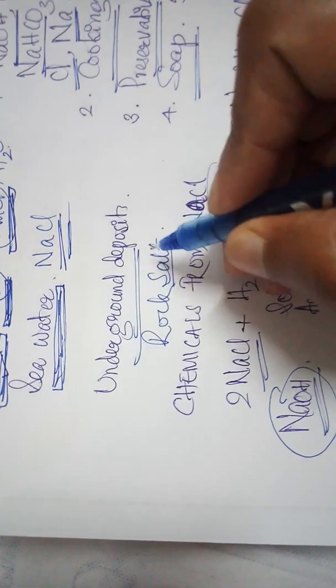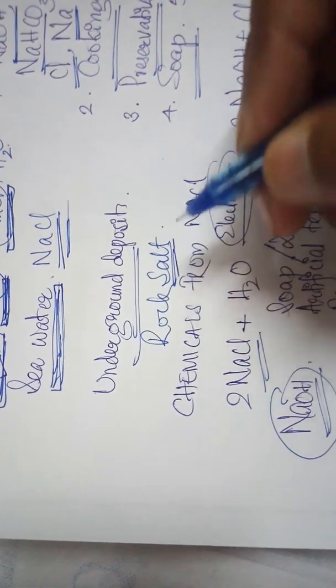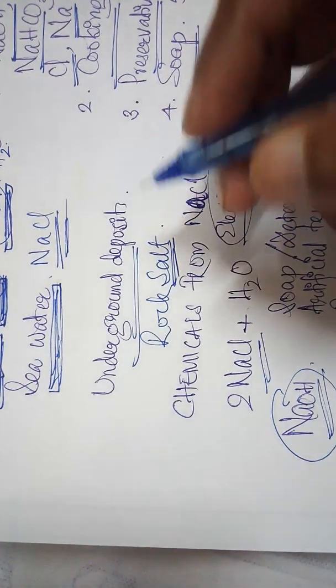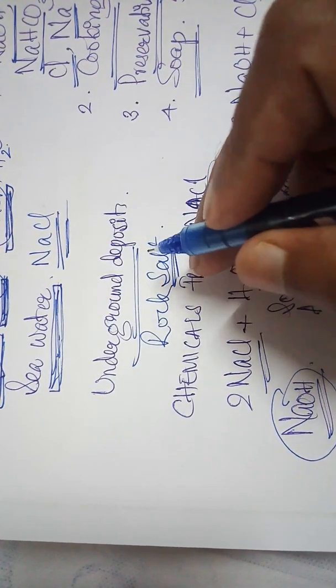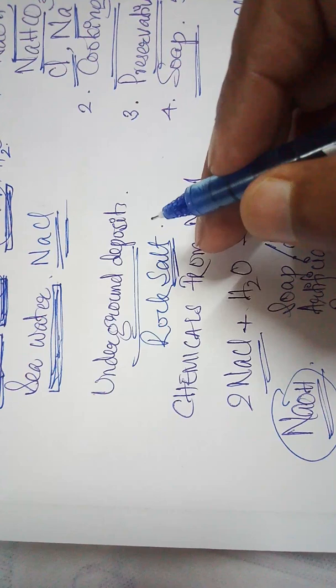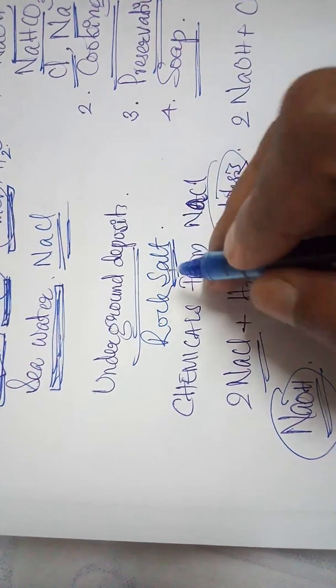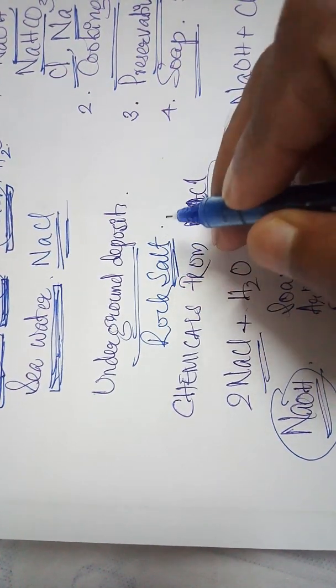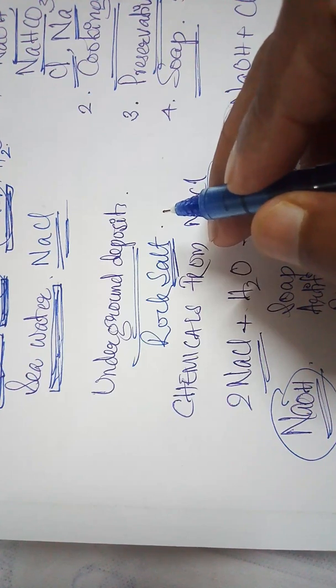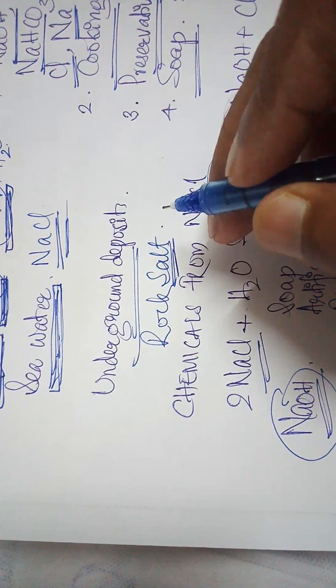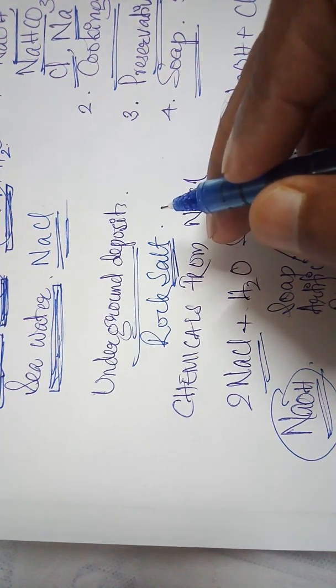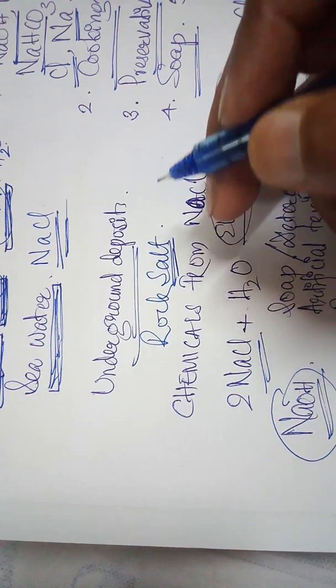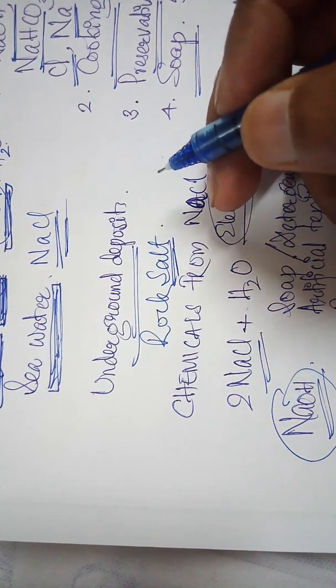Next one is from underground deposits, which we call rock salt. Underground deposits of common salt are found in many parts of the world. The large crystals of common salt found in underground deposits are called rock salt. Due to impurities present in it, it will be brown in color, not white. Rock salt is mined from underground deposits like we do for coal.